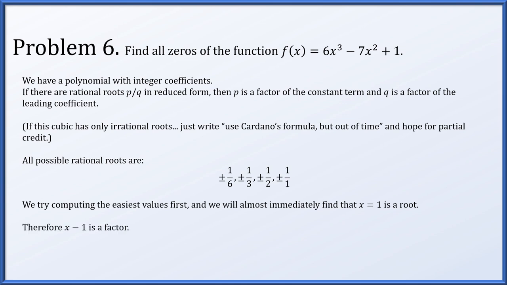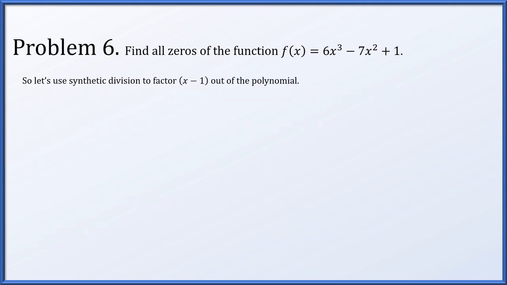If x equals 1 is a root, we can factor out x minus 1. Synthetic division is an option here because we're factoring out something of the form x minus a. So we're going to use synthetic division to factor x minus 1 out of the polynomial. Don't forget coefficients that are 0, specifically the linear term in 6x cubed minus 7x squared plus 1 is 0x. So when we set up the coefficients for our polynomial, we have a linear term with coefficient 0.